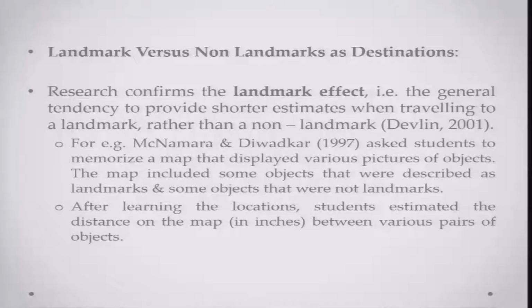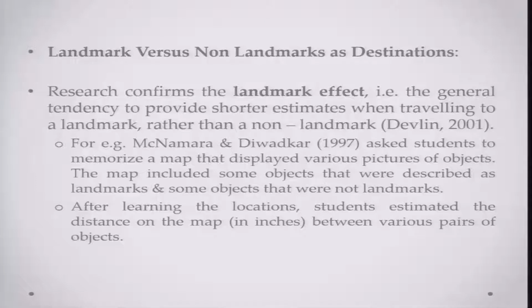Another very interesting incident, and this is why I was referring to linking this with your daily life. You might have come across a situation where you are going to a very coveted place, this famous mall or this particular tourist town. The distance when you are traveling towards this tourist town always seems to be less as compared to when you are traveling from this important location to a slightly non-important location. This is pretty much what is referred to as the landmark effect, that is the general tendency to provide shorter estimates of time when traveling towards a landmark rather than towards a non-landmark.